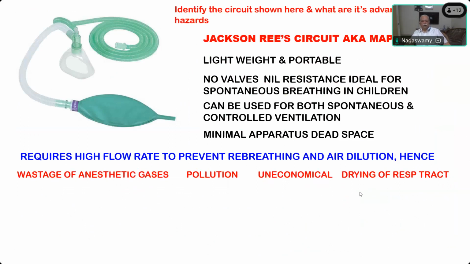That is why nowadays we have pediatric closed circuits with carbon dioxide absorption. Small canisters are used, which have all the benefits of humidification and heating of the gases, with no wastage of gases and no pollution. So the usage of this circuit for major surgeries lasting more than 1 hour is now not recommended, and we can straight away go for pediatric circle systems, which will avoid all these hazards. Okay, so that is the answer for that.